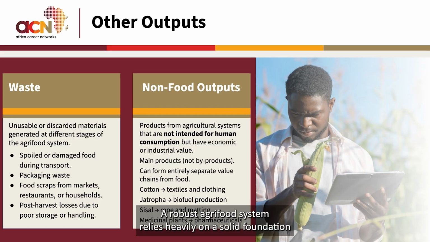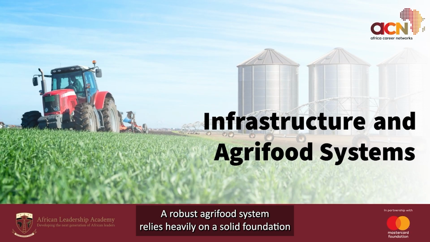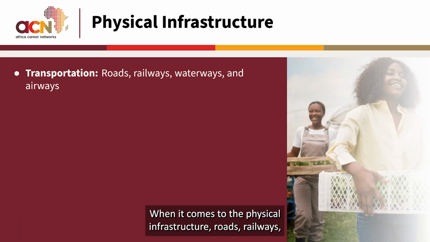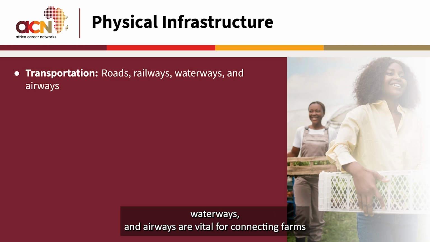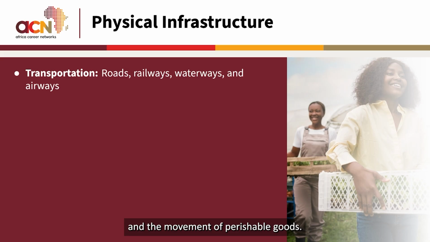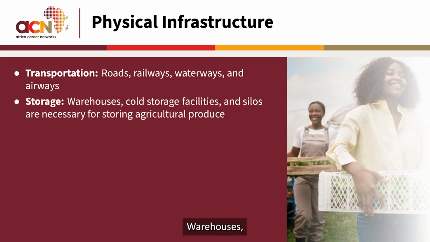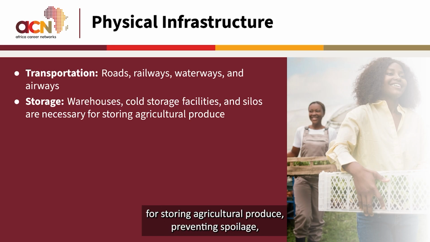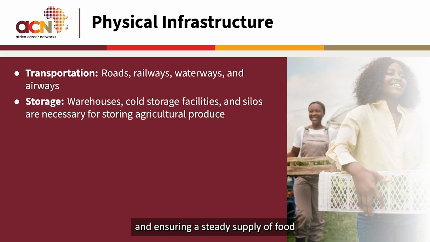A robust agri-food system relies heavily on a solid foundation of infrastructure and essential inputs. When it comes to the physical infrastructure, roads, railways, waterways, and airways are vital for connecting farms to markets, processing facilities, and consumers. Efficient transportation ensures timely delivery of inputs and the movement of perishable goods. Second, we have storage. Warehouses, cold storage facilities, and silos are necessary for storing agricultural produce, preventing spoilage, and ensuring a steady supply of food throughout the year.